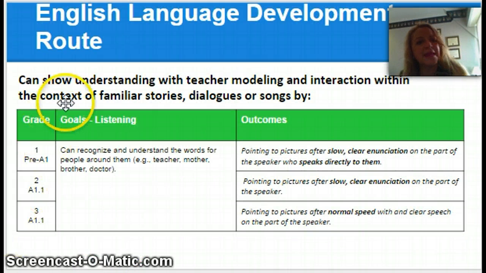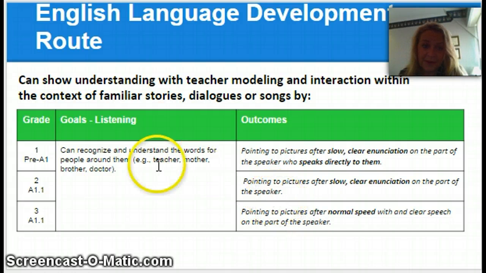So this could be an example of the listening skill and how a goal looks and what the outcomes look like at different proficiency levels. So the goal could be that the student will be able to recognize and understand the words for people around them. And we can see that they understand this.